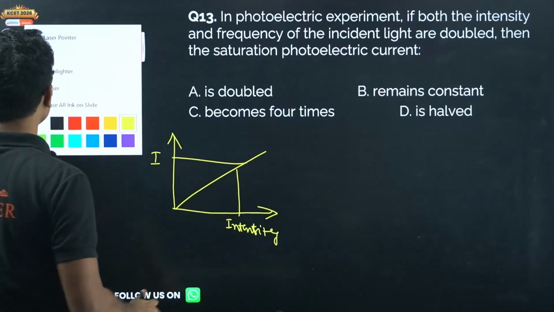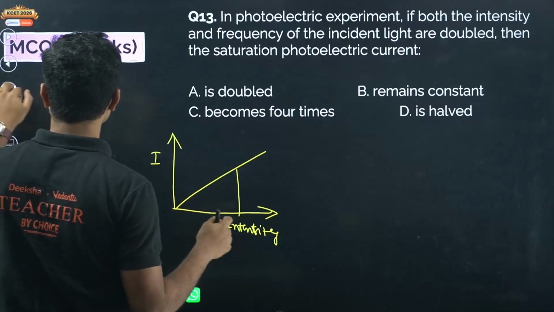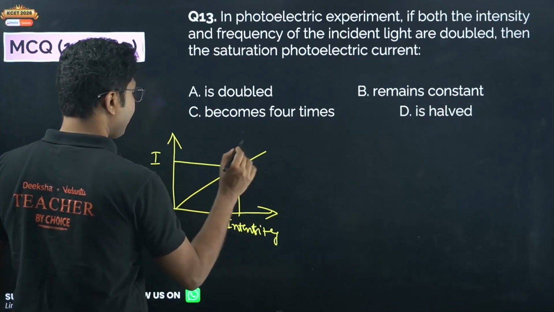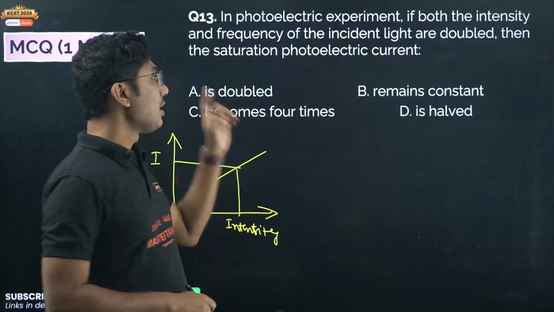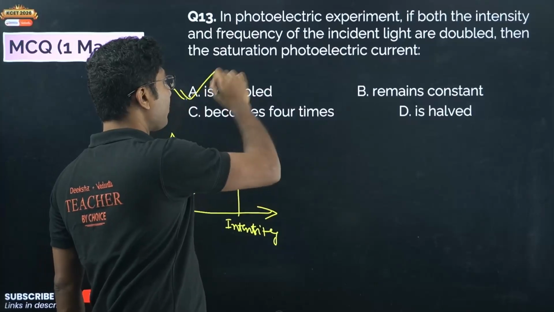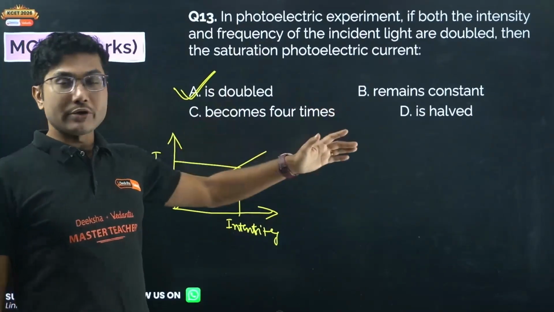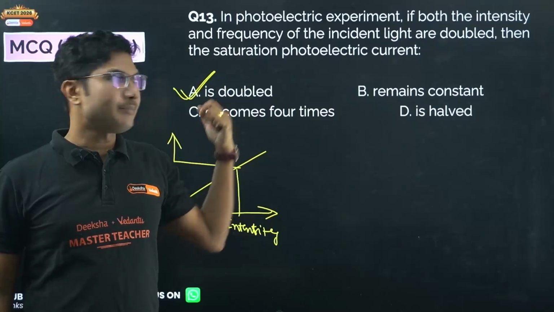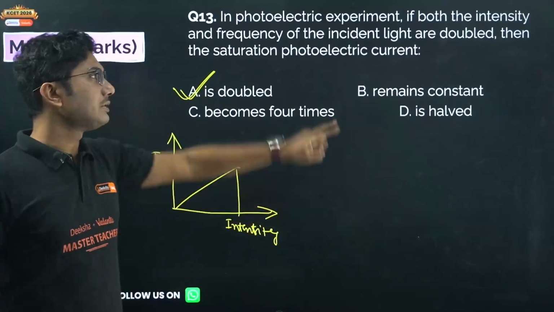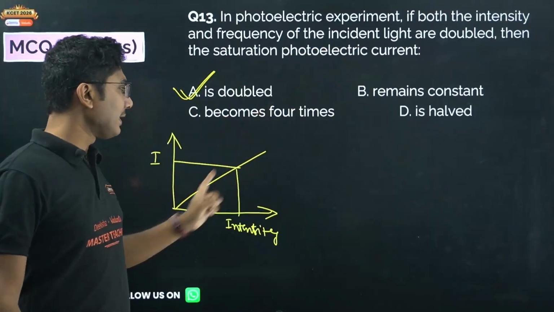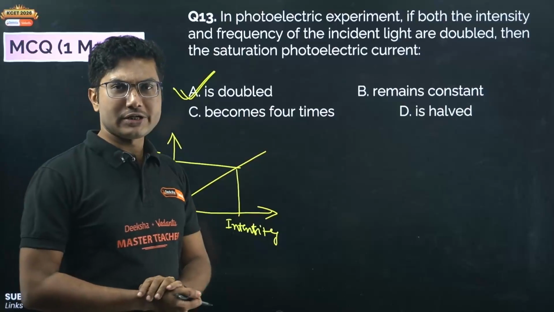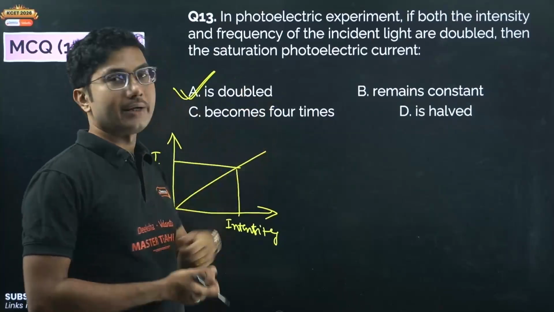It will not be 4 times because both of them are increasing. Saturation current is independent of the frequency, so that means it will only be doubled, not quadrupled. If only frequency is doubled and intensity remains the same, then the current will remain the same. Because the intensity is getting doubled and they are in a direct proportional relationship, the current will also be doubled.